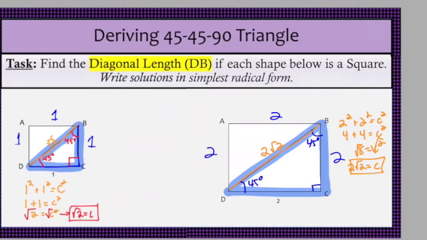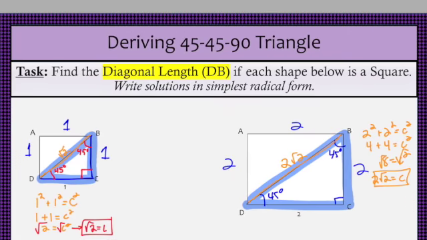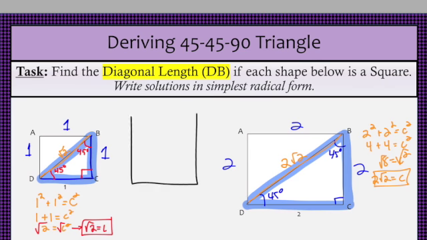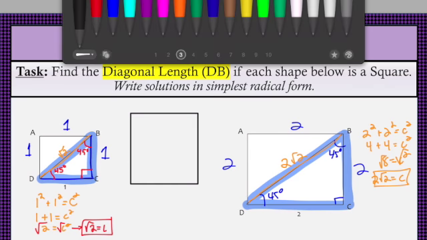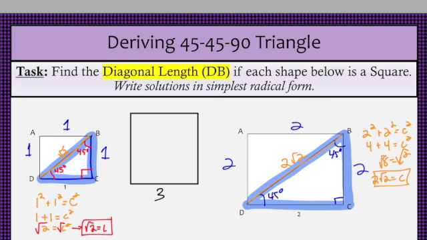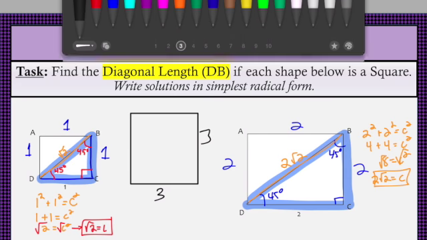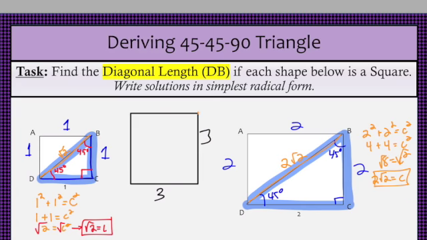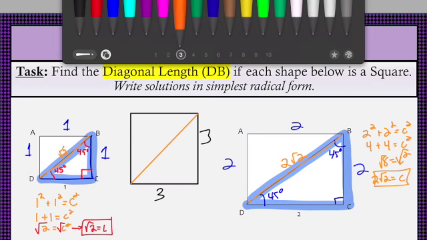So what would you do now if I gave you a square with a side length of 3? Right? What if I gave you a square, but this time I said it had a side length of 3? How would you find that diagonal length? What would you do to find that diagonal length from there to there? Well, we could do this really quickly.